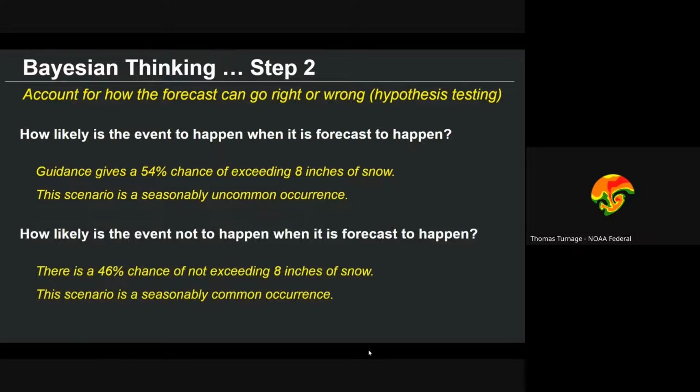Whereas if you take the opposite, how likely is the event not to happen when it is forecast to happen? Well, in this case, if you play the percentages, that would, I guess, mean 46%, right, instead of 54%. But the other thing to take into account is it's actually more common to experience something that's under 8 inches than it is something that's over 8 inches. And so that actually plays a role into the hypothesis testing.